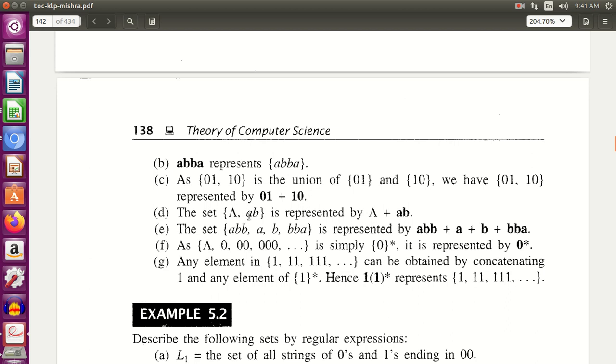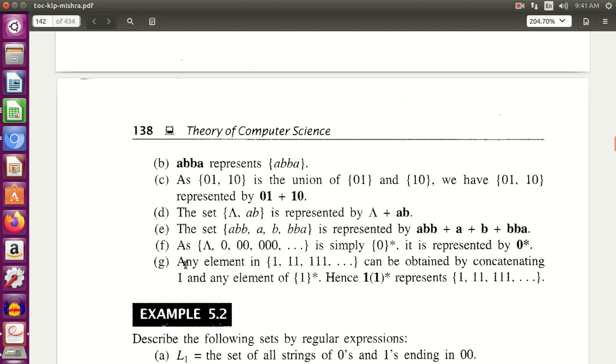The set lambda comma ab will again be written as lambda plus ab. ABB comma A comma B comma BBA, anything can be there inside curly braces. Just write them using the plus sign and bold font. Okay. This one again is the closure of 0, so just write 0 star.